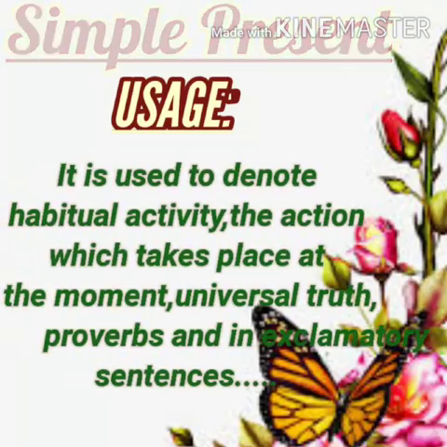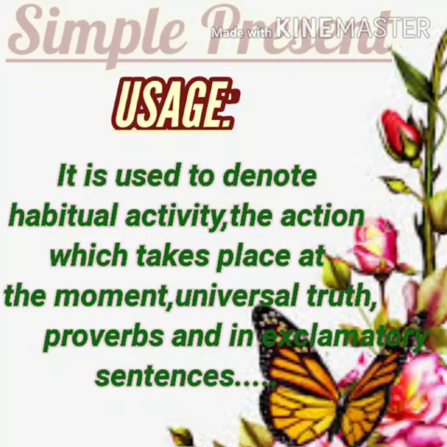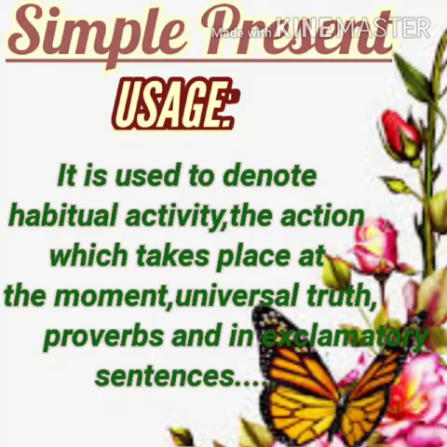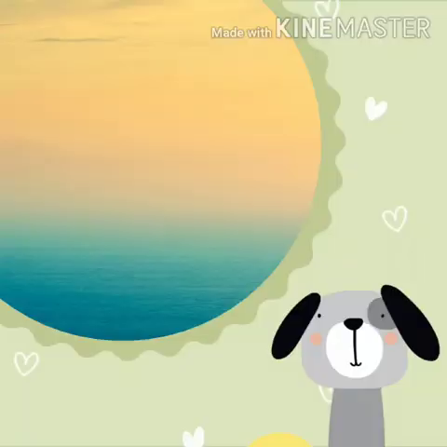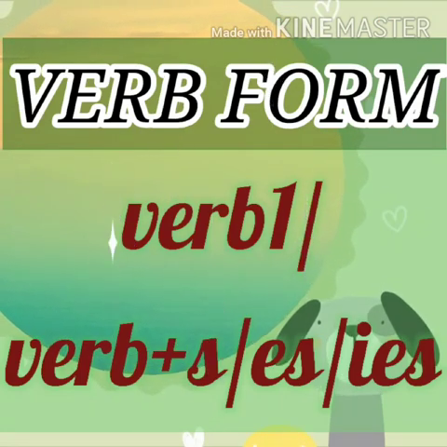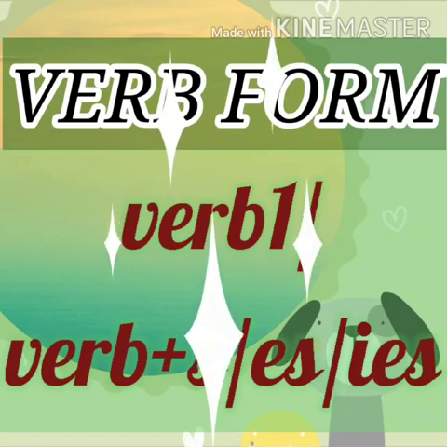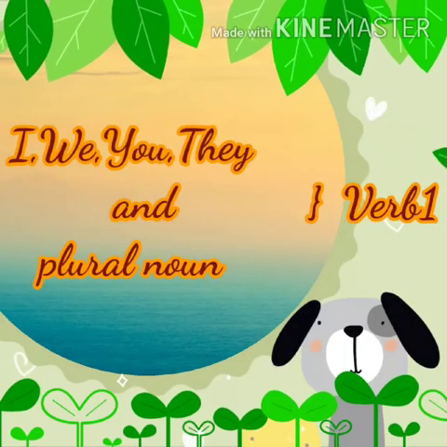Let's see, where do we use which tense? We shall see simple present at first. Simple present tense is used to denote habitual activity, the action which takes place at the moment, universal truth, and in proverbs and in exclamatory sentences too. Verb form for simple present tense is verb 1 or verb plus s or verb along with es or verb along with ies. Where do we use verb 1?